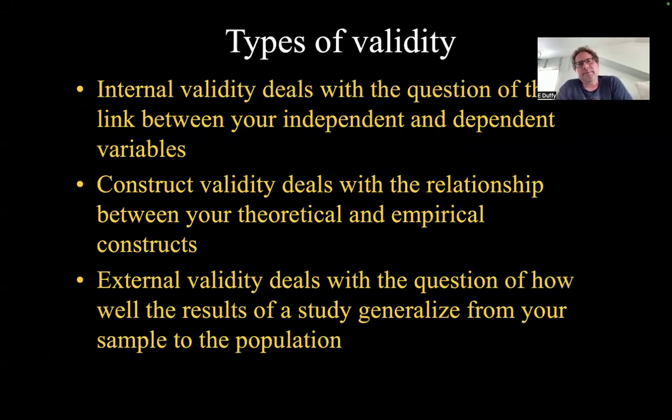So we already talked about validity and reliability with respect to measures, but I want to talk about it in terms of an entire experiment. We often talk about these different terms when we're talking about a study or an experiment that you run. One is called internal validity, which deals with the question of the link between your independent and dependent variables.